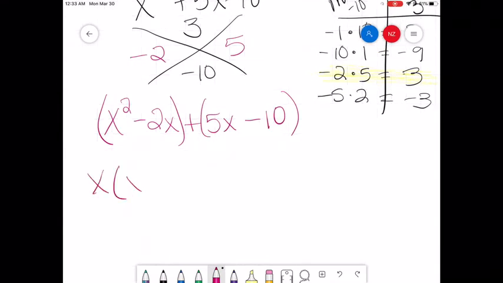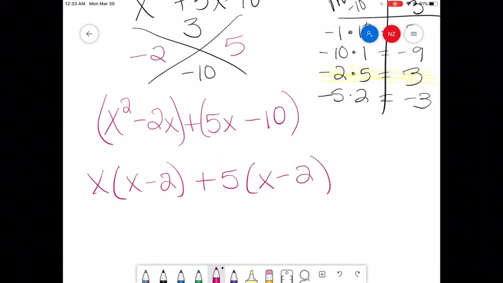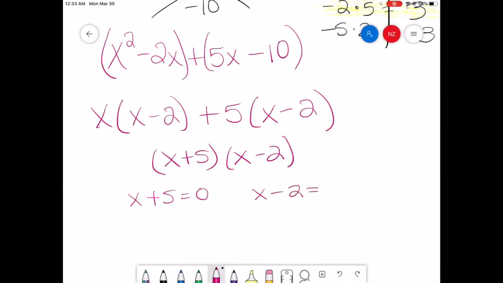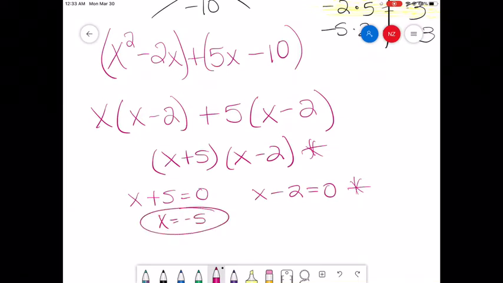Factor an x out in the first one, and this would be a 5. Solutions become x plus 5, x minus 2. So then I have my x plus 5 equals 0 and my x minus 2 equals 0. Pay attention in your assignment if it's asking for just the factors here or if it's asking you to find the solutions. This would be x equals negative 5 and this would be x equals 2.